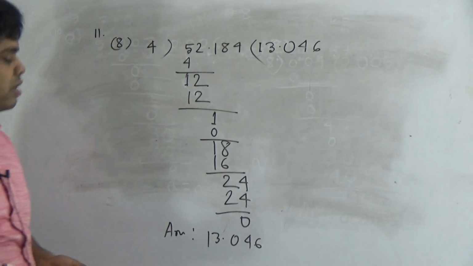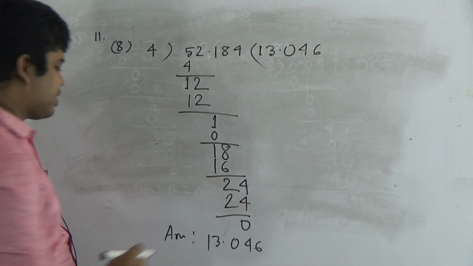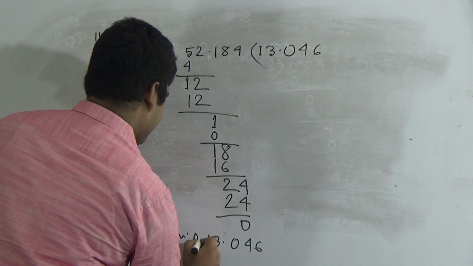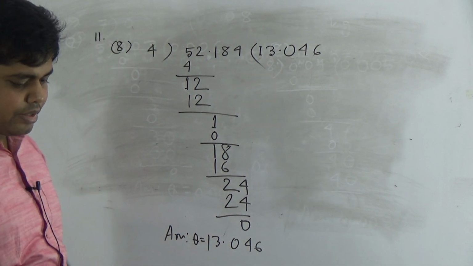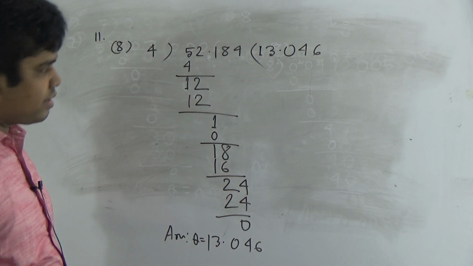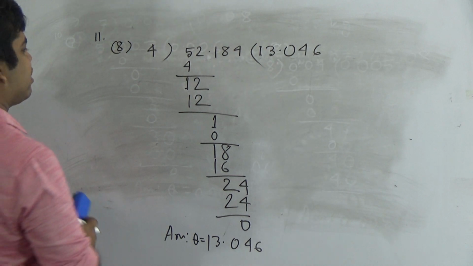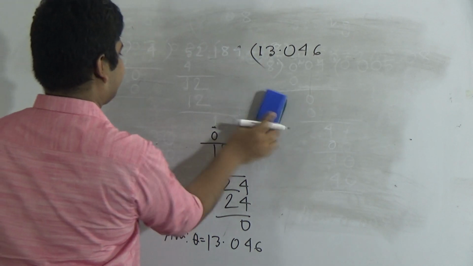13.046 is the solution of the question. You can write Q equal to 13.046. Next we shall solve question number 12, and it is so easy.